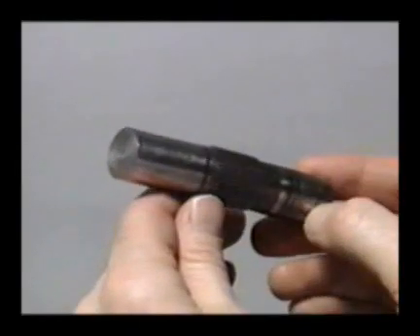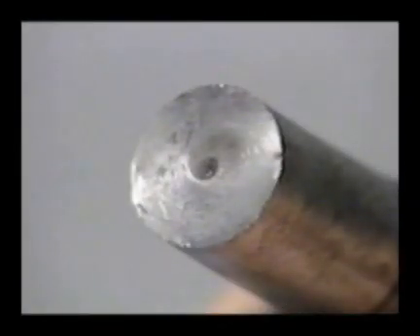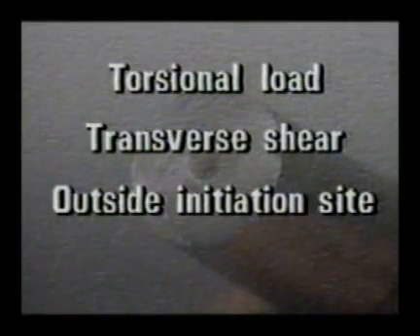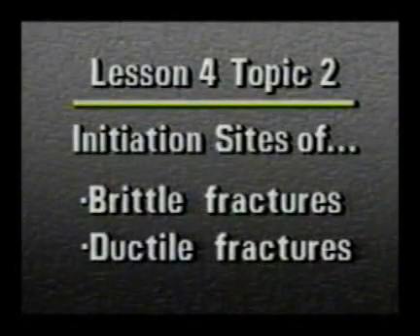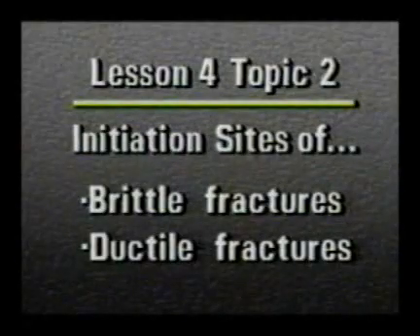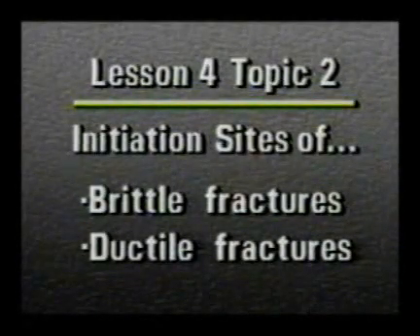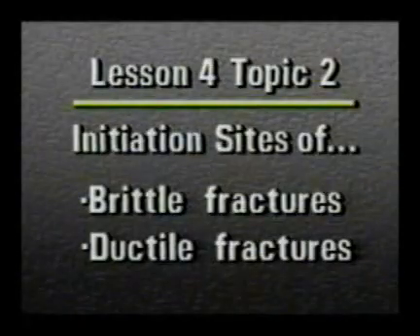Can you determine the kind of load that broke this shaft, the type of fracture present, and its initiation site? If you said torsional loading produced a transverse shear fracture with the initiation site around the outside surface, you're correct. As we have seen, ductile fracture initiation sites are usually general areas rather than specific points. Fortunately, these initiation sites are seldom of importance in finding the root cause of failures.